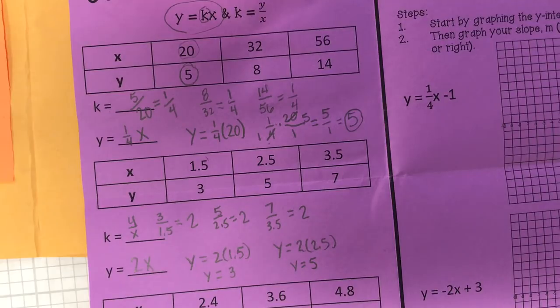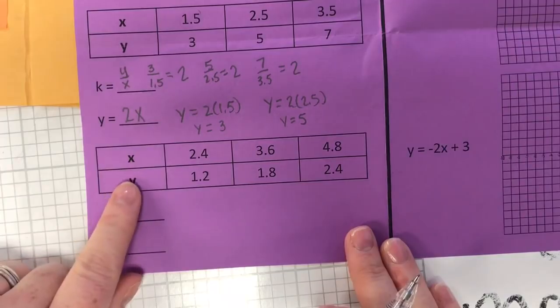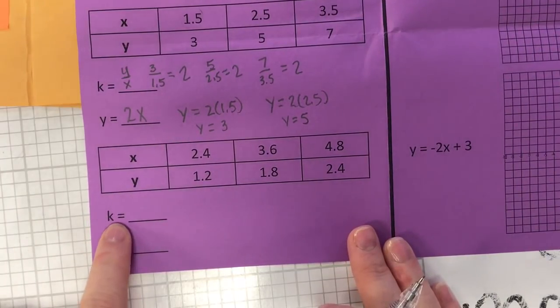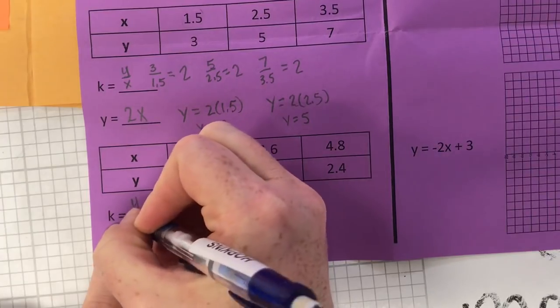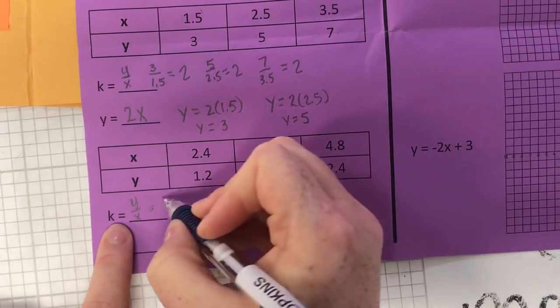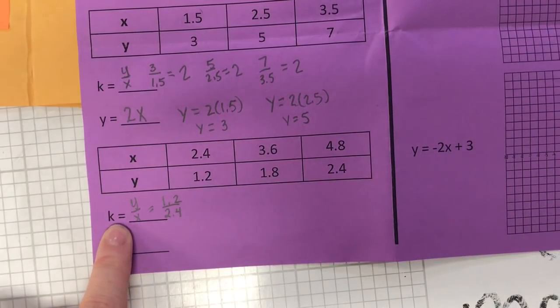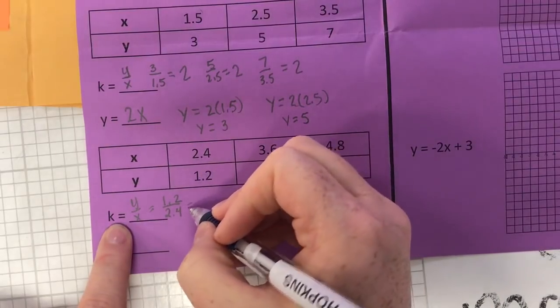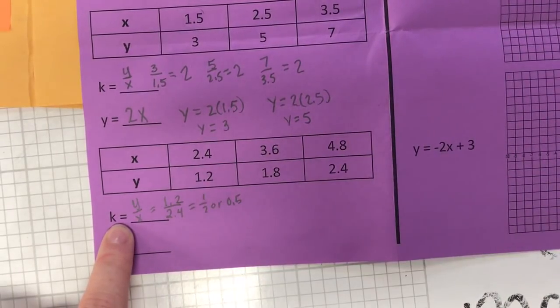My last one on this side is right here. So we have our k, which is y over x. So we're going to do y over x, and we're going to say equals 1.2 over 2.4, which, if you reduce that, would go to 1/2. You could do 1/2 or 0.5. Either way, it is the same, it does not matter, and they are interchangeable.